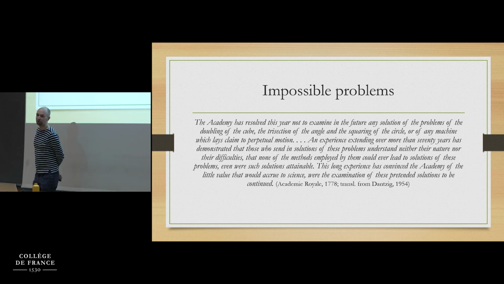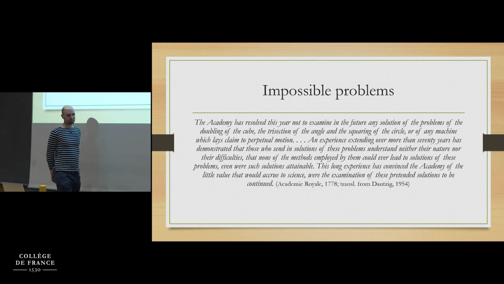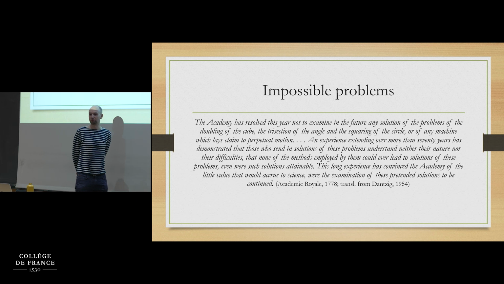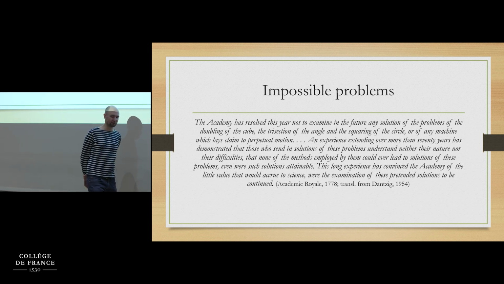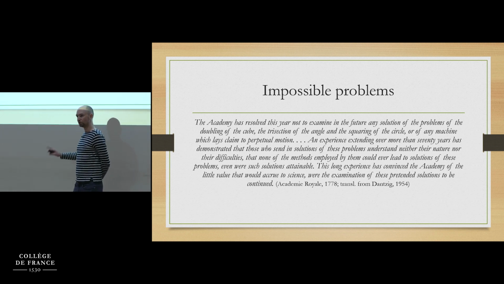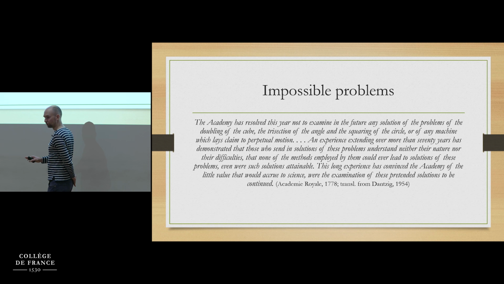Right? So what the Academy is telling us is, look, we have years of experience of people submitting solutions to these problems. These problems just cannot be solved, especially not by outsiders, so we're just not going to look at them. We don't want to spend our time and attention on this. We are not going to look at them just because of the kind of problems they're engaging with, because, well, they're impossible problems to solve.